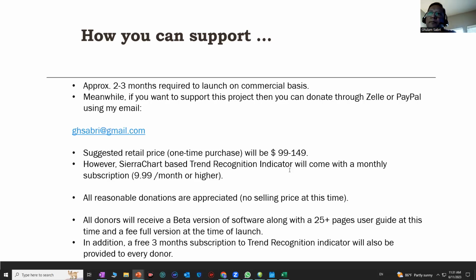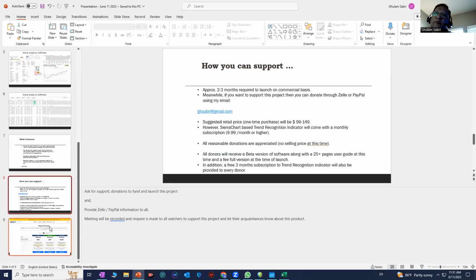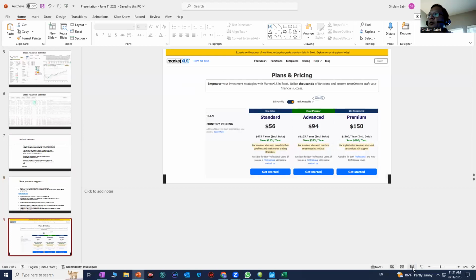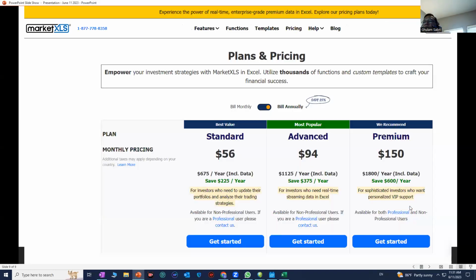And to give you an idea, here is similar software. Now it obviously has many more features, and I was a subscriber to this 3 years ago. They charge $56 per month for this service, and they say that they have thousands of functions and custom options. They have obviously more indicators, functions, and templates. For the advanced tier, which is $94 a month, that's $1,125 per year. And for premium services they charge $1,800.